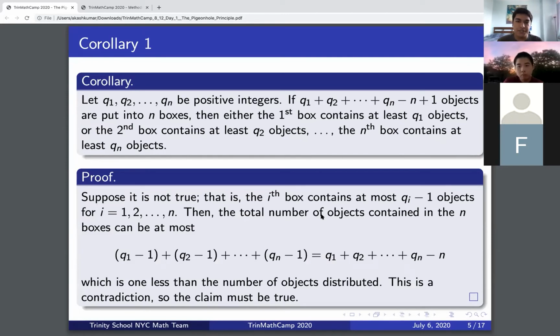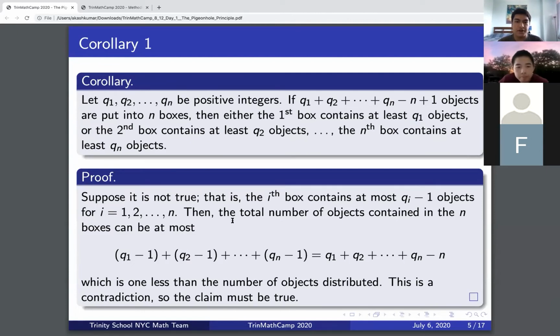If we assume the opposite, that means that every box i has at most q sub i minus 1 objects. We said the first box has q1 objects, so now we're saying at most q1 minus 1. The second box, we hoped to find q2 objects, so now we change that to q2 minus 1. So we just go 1 lower. Now our goal is to try to find some sort of statement that doesn't make sense, something that's wrong. It's quite similar to the proof that we just did.